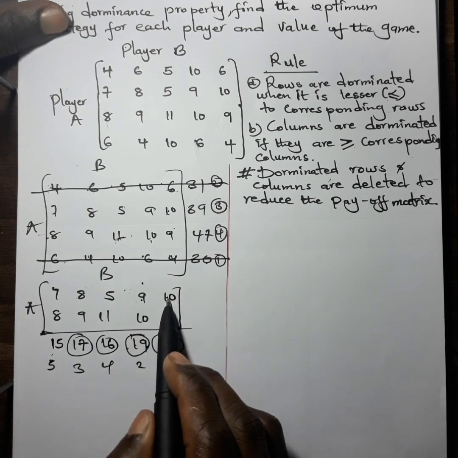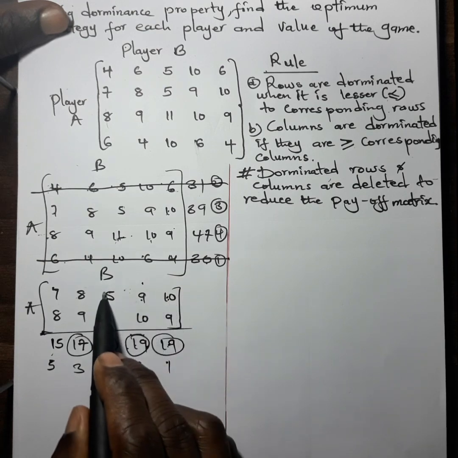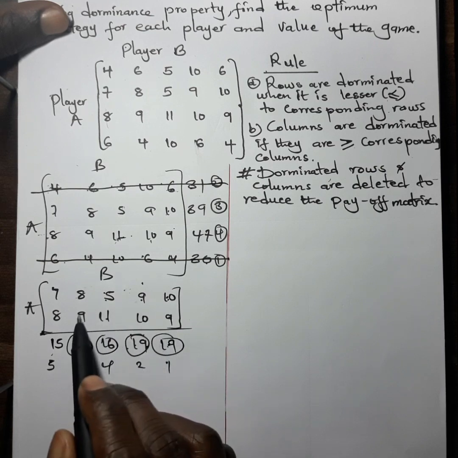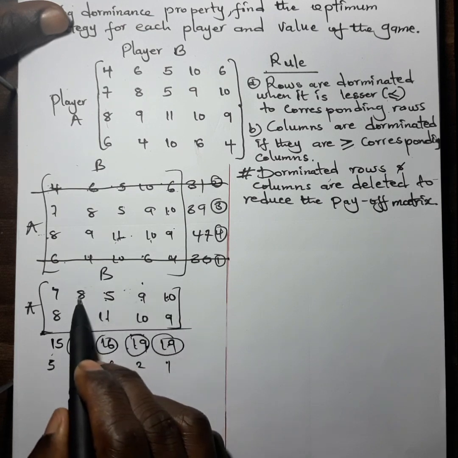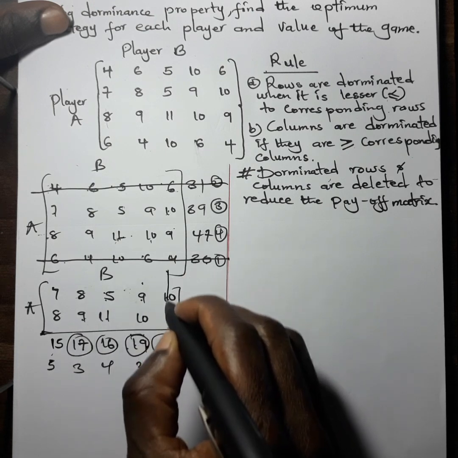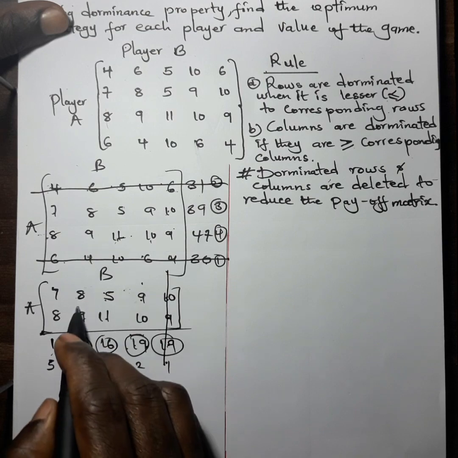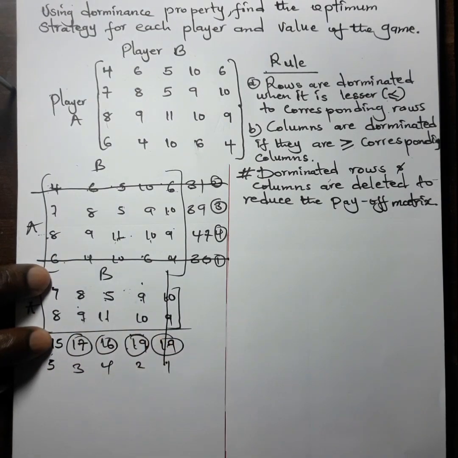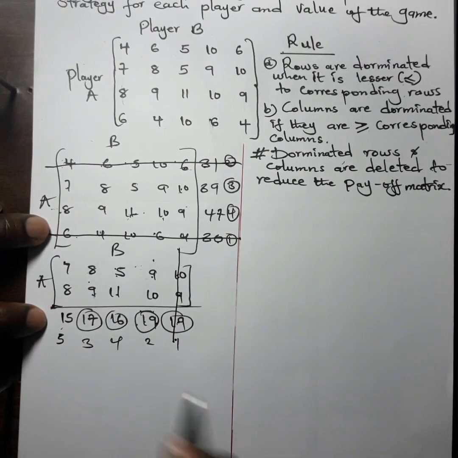So we compare this one with this one here. Is it bigger than this one? Yes. This one is less? No. So we go to the next one. Bigger than this one? Yes. Bigger than or equal to? Yes. So it means this column is dominated by this column here. Then we go to the next column, which is number 2.